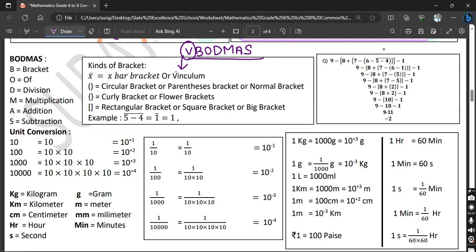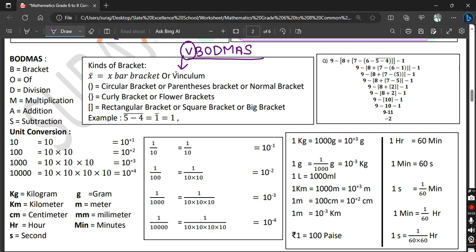Now brackets are also of different types. The first one is known as the circular bracket. As you are able to see here, we call it a circular bracket. Some books write it as a parenthesis bracket, some write it as a normal bracket, but both are the same. It is known as the circular bracket.